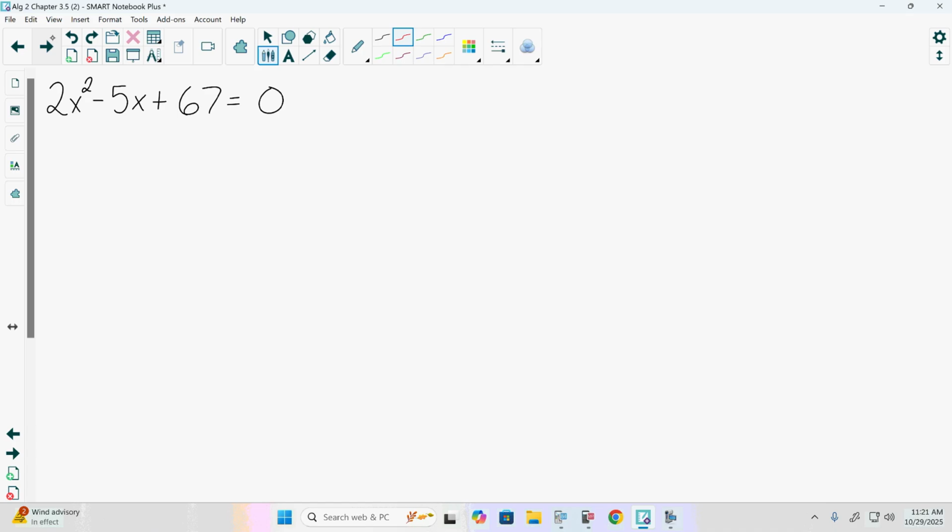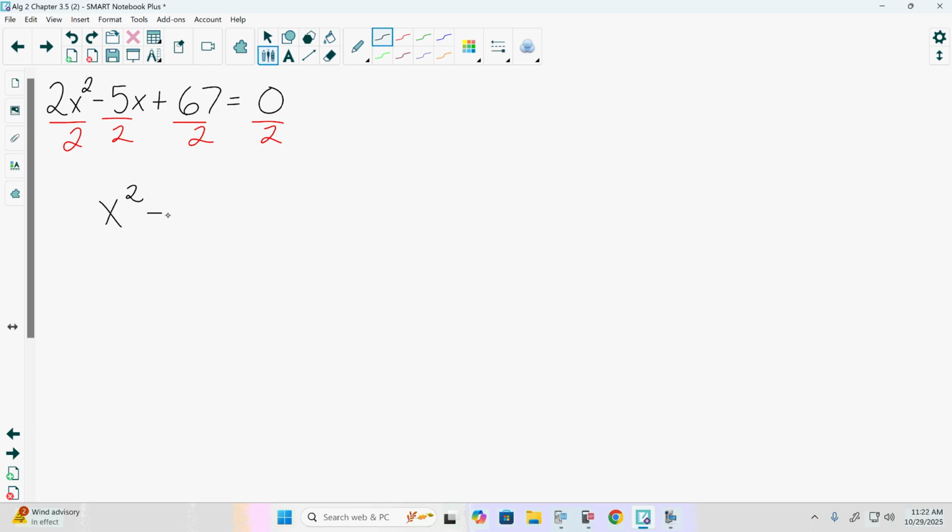Because if we look at this one here, 2x squared minus 5x plus 67 equals 0. Is a equal to 1? If not, make it so. So we would need to divide everything by 2. Okay. 2x squared divided by 2 is x squared. Minus, because we're not dividing by a negative, so the signs will stay the same.